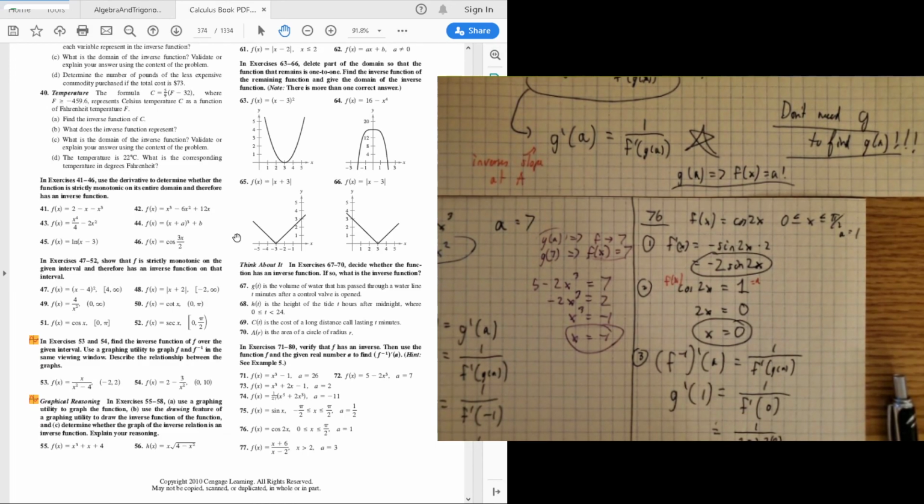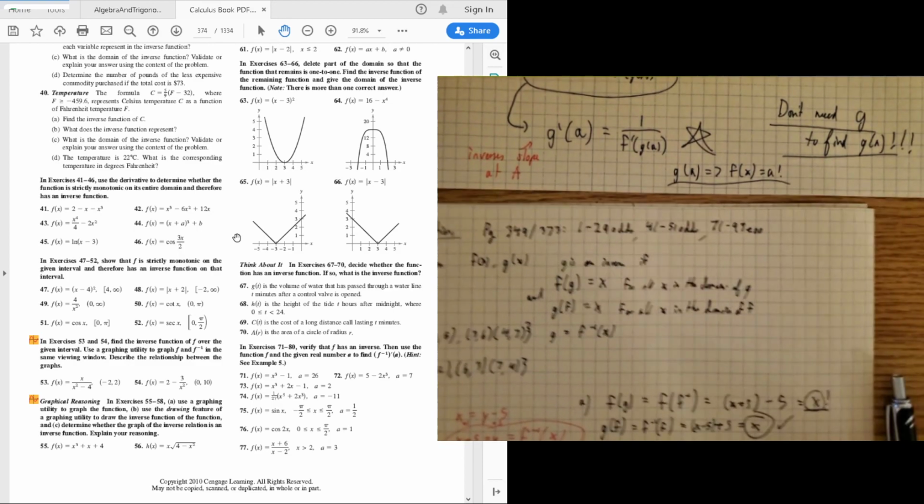Use example 5 to help you. I cannot stress it enough. Use example 5 to help. It is one of the most important examples we have. Use it to help you out. Okay, that'll be it for today.